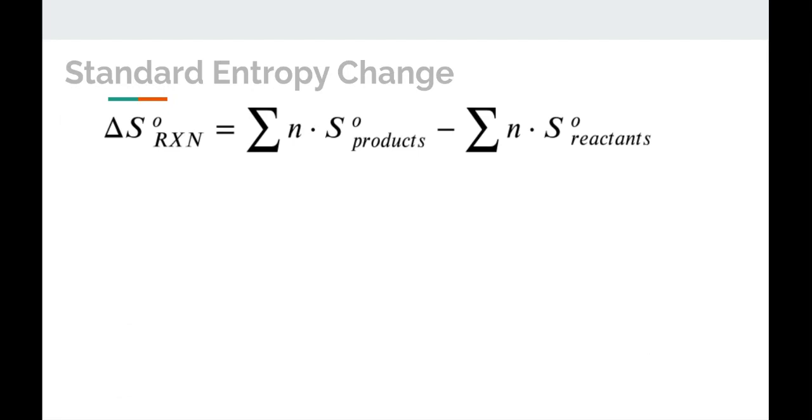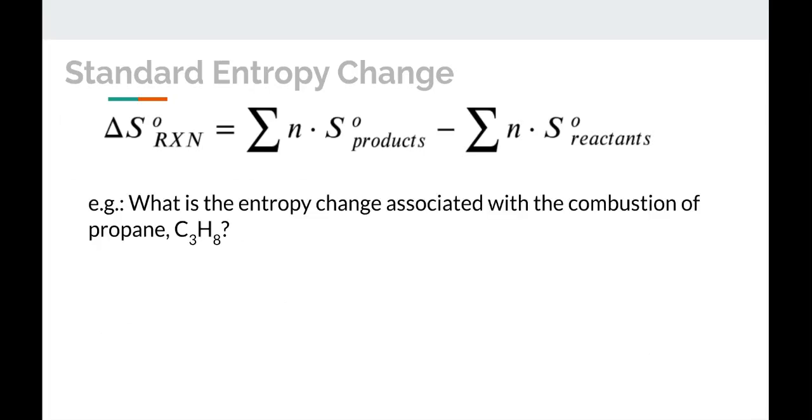So what it looks like is the change in entropy is equal to the sum of the standard entropies of products, and they're mole adjusted because they're all going to be reported on a per mole basis. That's why the n is there, minus the sum of all mole adjusted standard entropies of reactants. So let's do one example problem here. What's the entropy change associated with the combustion of propane, which is C3H8?